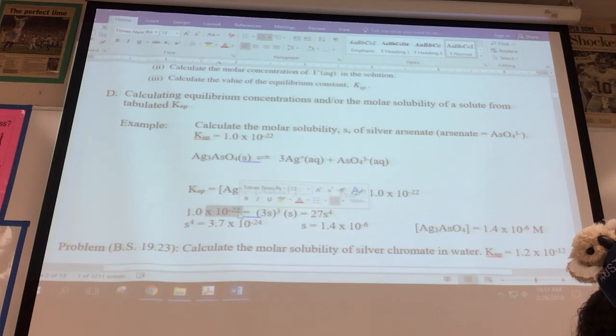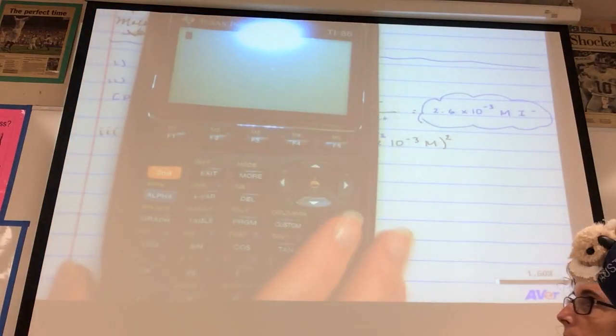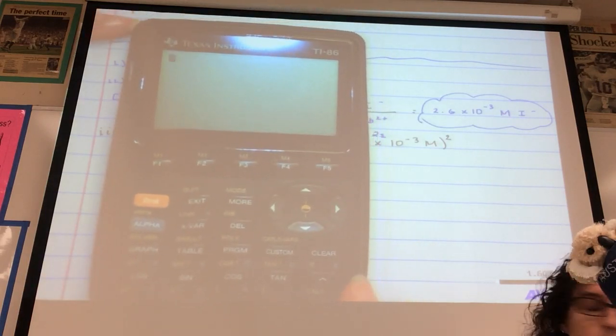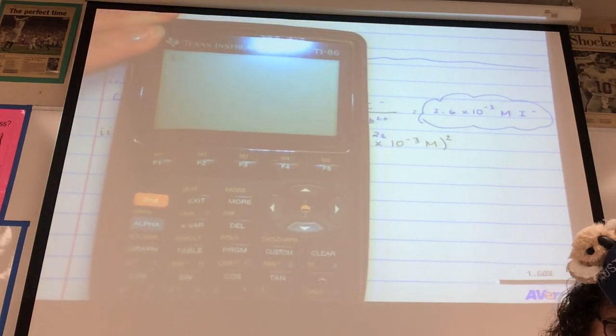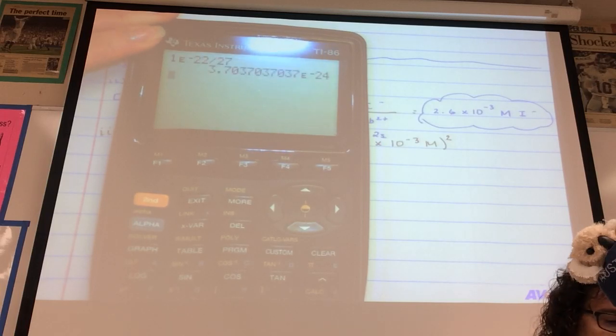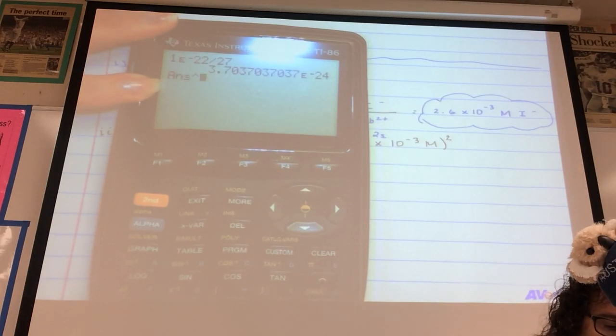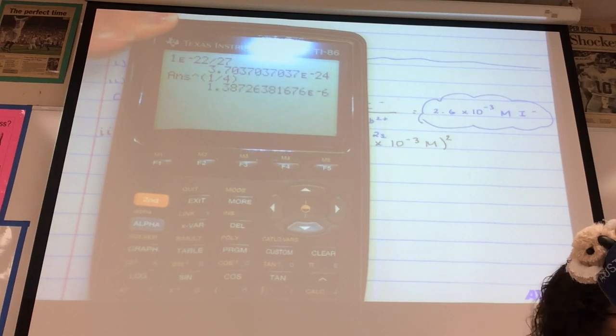KSP was given. You want to solve for S. My approach to solve for S would be the following in the calculator. I would do 1 EE negative 22 divided by 27 equals, and then I would take that to the 1/4 power. Arrow up, open parentheses, 1 divided by 4, or you could do to the 0.25, close, and S is equal to 1.4 times 10 to the negative 6.